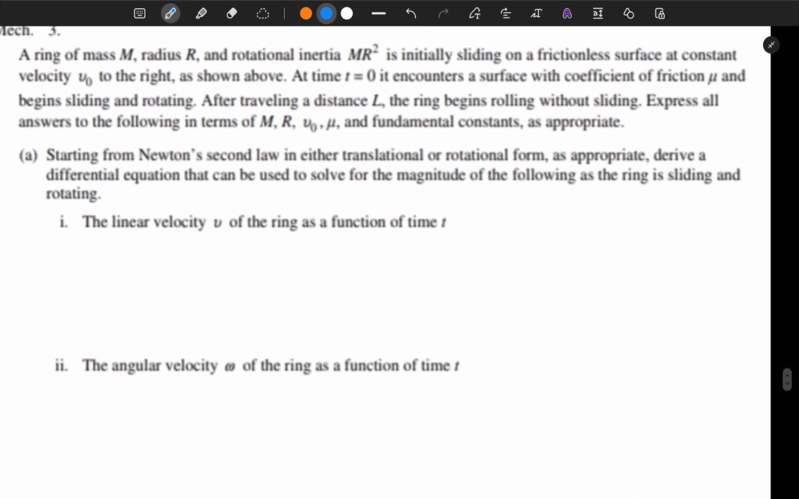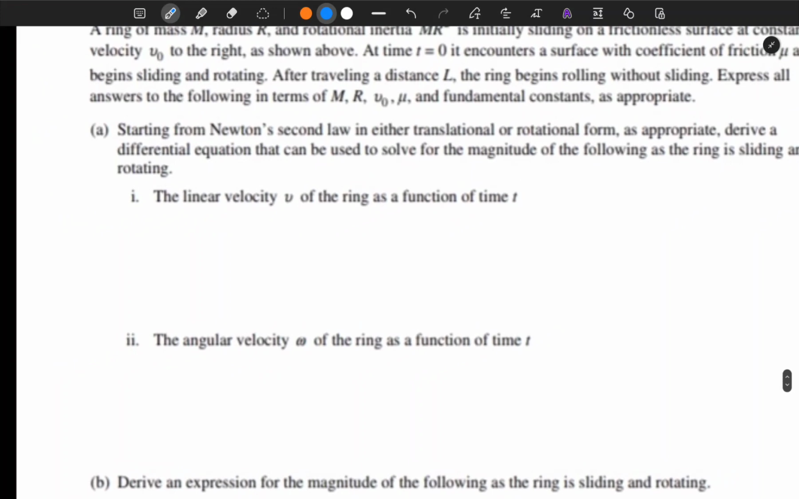Part A. Starting from Newton's second law in either translational or rotational form, as appropriate, derive a differential equation that can be used to solve for the magnitude of the following as the ring is sliding and rotating. For 1, the quantity we wish to find a differential equation for is the linear velocity v of the ring as a function of time. To start, we use Newton's second law. That is, F is equal to m times a(t).